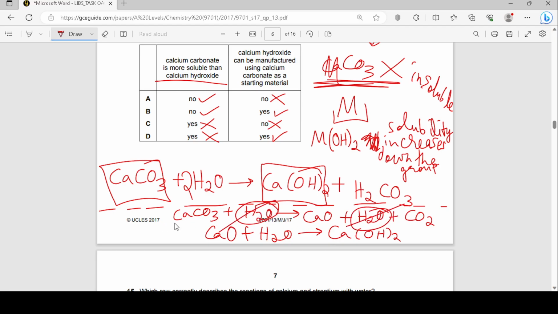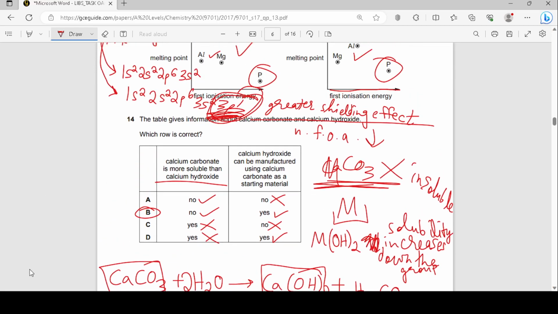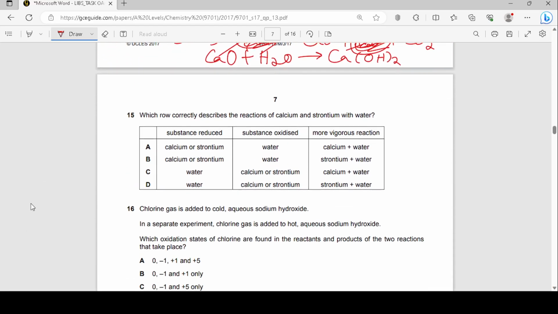So I suppose that's more like thermal decomposition of CaCO3 first. You don't really need water for that. So thermal decomposition of CaCO3, and then you react the CaO with H2O. So that could be another route. Maybe there are other possible things, but my point is that I have two ticks here, so B is going to be the answer. Let's go to the next question.